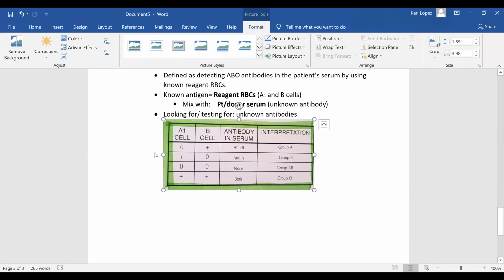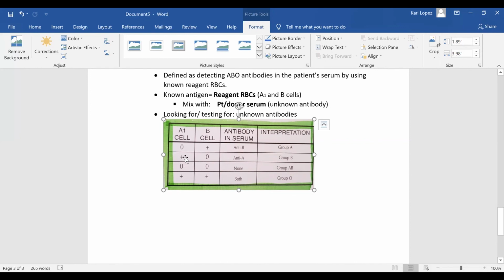So if your A1 cells are negative and your B cells are positive, then the antibody in your serum will be anti-B, because you can make an antibody against the antigens that you do not have. So it'll be anti-B, and so you will interpret as group A, because you're not going to make antibodies for your own blood group. So if you're group A, you have the A antigen, and you are not going to make antibodies for A. So if you have antibodies for B, that means that you do not have the B antigen and can make antibodies against them. So that's kind of how that goes backwards.